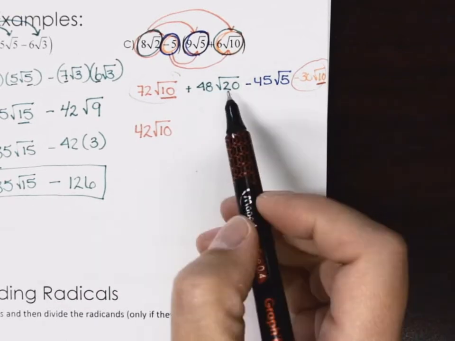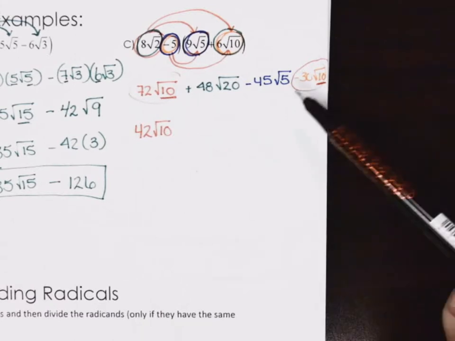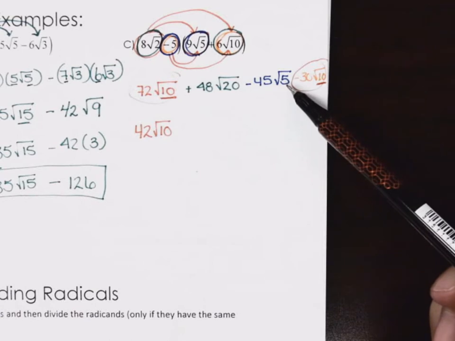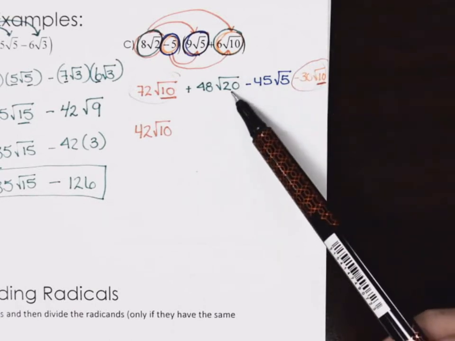Okay, now looking at this 20 and 5, obviously I can't combine them because they're not like radicals yet. Can I simplify 5? No, it's a prime number, right? So right away I know I can't do anything to that. What about 20?